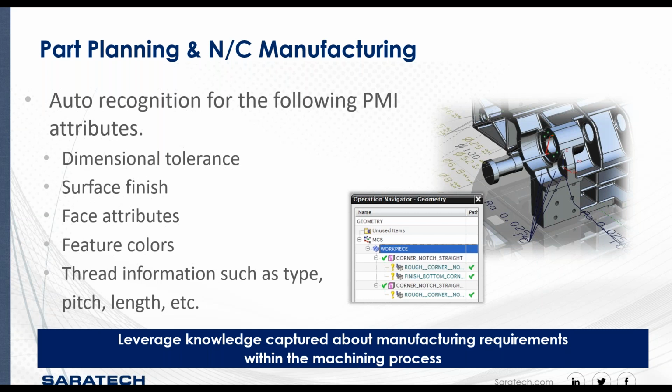You can select a specific face or surface for that finish to be applied to. Face attributes, feature colors, thread information such as pitch, length, different types. So it really makes it easy for you to go into the next step as opposed to a 2D drawing that's really static and dependent on the user's input.